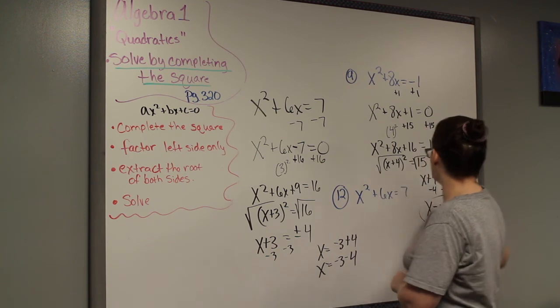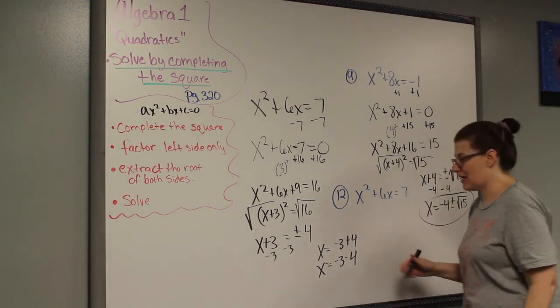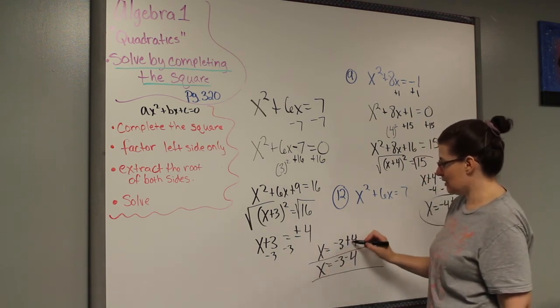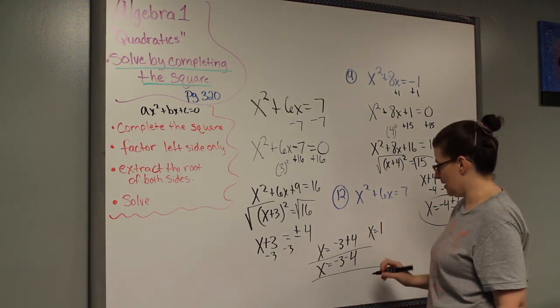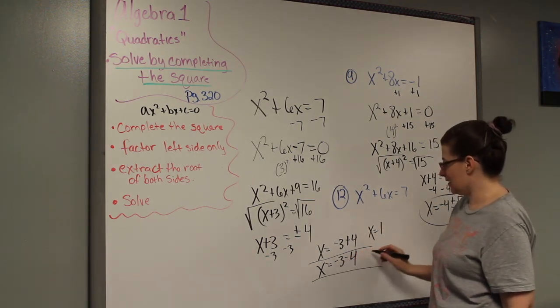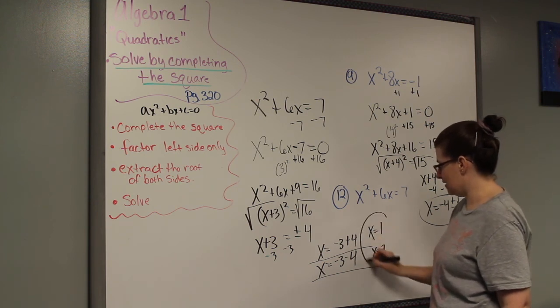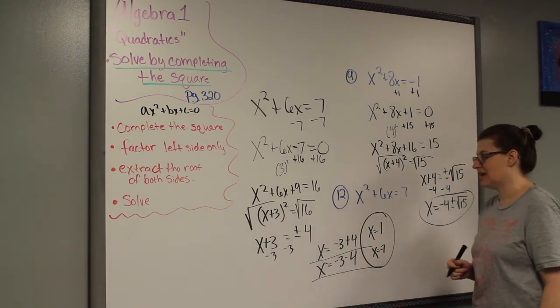Now, with ones like the last one where this couldn't get added to it, there's no point in doing that. But this is going to become a numerical answer. So negative 3 plus 4 is a positive 1, so x equals 1. And then negative 3 minus 4 is negative 7, so x equals negative 7. And those are the two answers that fit that.